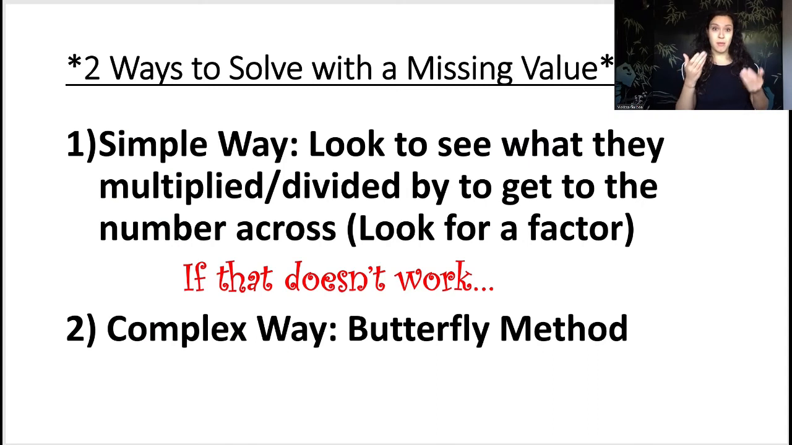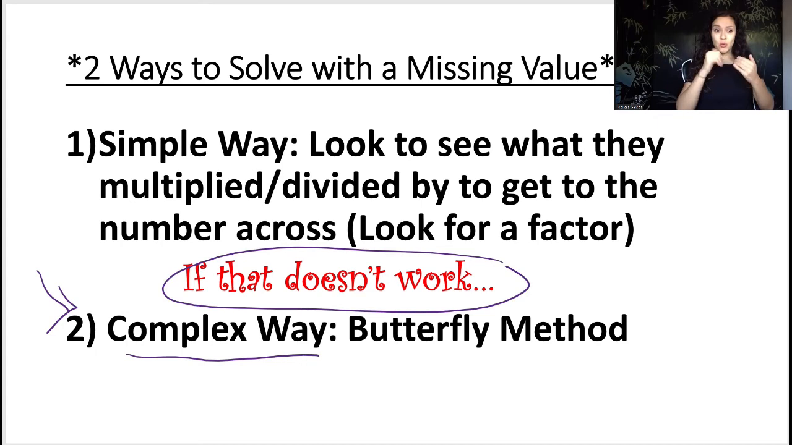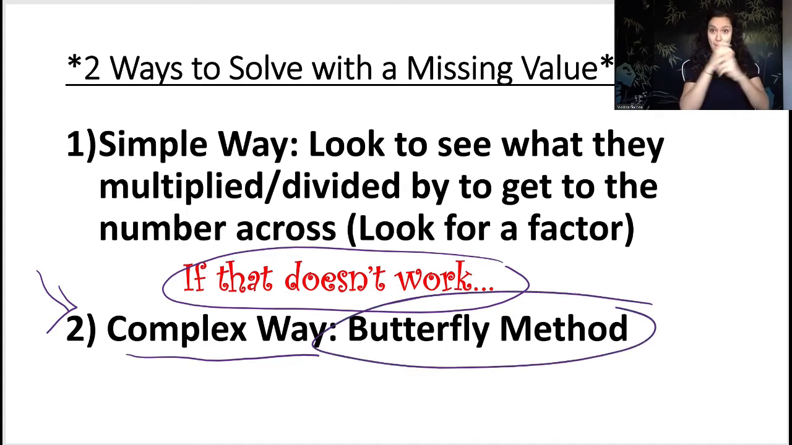All right, so when you're solving these, it won't always be so easy to see the number across. And that's where the next part comes in, the complex way. Because what if it doesn't work? What if there isn't a number that you can easily multiply or divide by to get to the number across? That's where the butterfly method comes in.